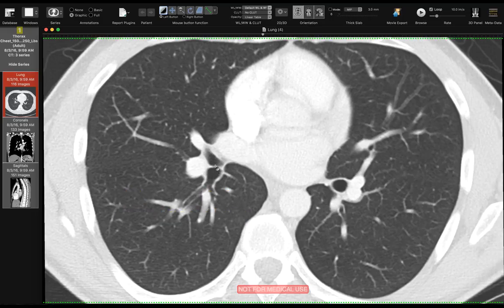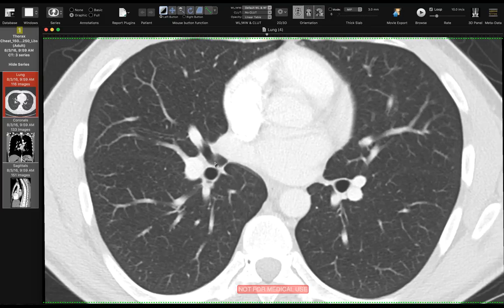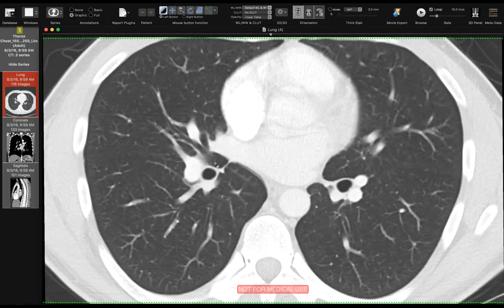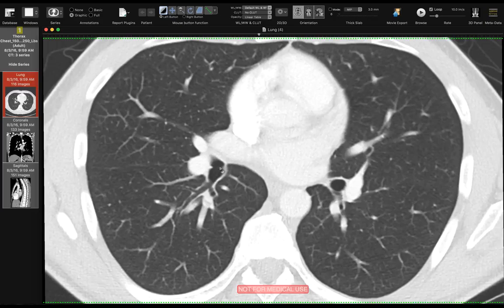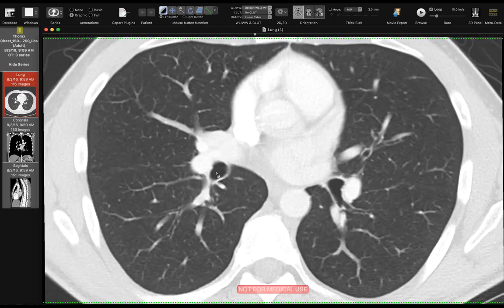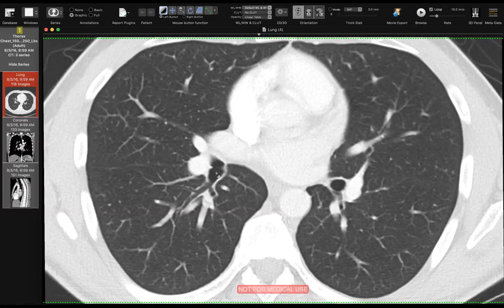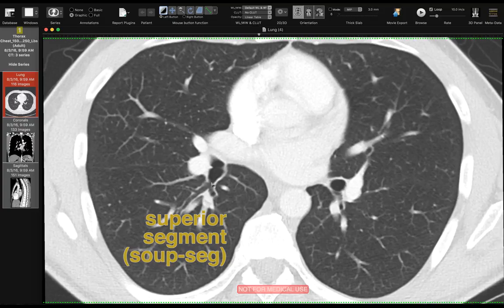Let's take the right middle lobe bronchus first. The right middle lobe bronchus only has two segments, the medial and the lateral. So you can see here, this one is medial, and this one is lateral. Okay, you scroll back up, right lower lobe bronchus again, right there. And the first branch off of the right lower lobe bronchus is the superior segmental bronchus. And that's this branch right here.